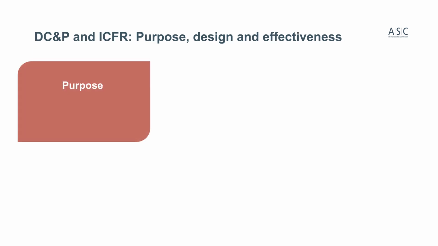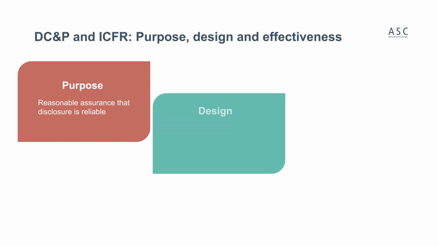The main purpose of DC&P and ICFR is to provide a high level of assurance that the disclosure made by an issuer is reliable. As such, the certificates include representations that the issuer's certifying officers designed these processes accordingly. Issuers should therefore take particular care in designing DC&P and ICFR.